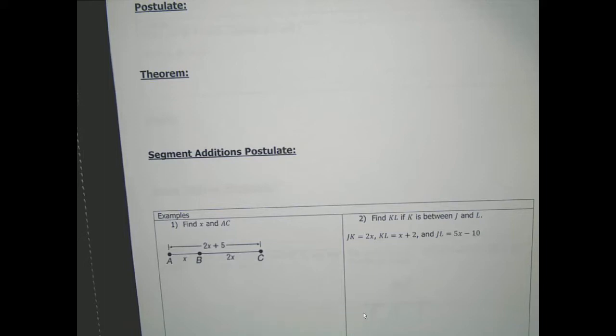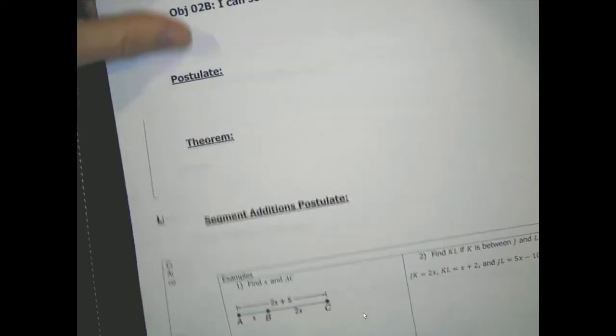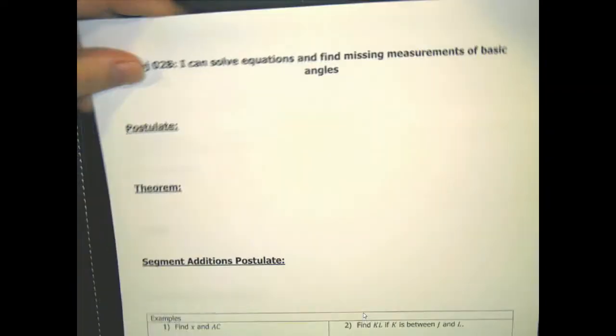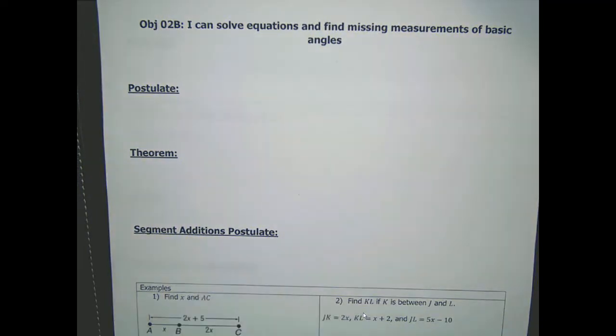Okay, so we're going to start this next section. Take a little break in this because I wanted to do this first before we continued on with parallel lines. So next thing is I can solve equations and find missing measurements of basic angles. So this is the assignment that's associated with this. It's really important that you show your work. You will not get credit for it.